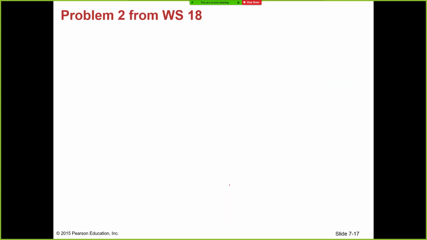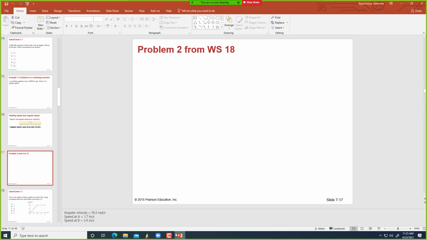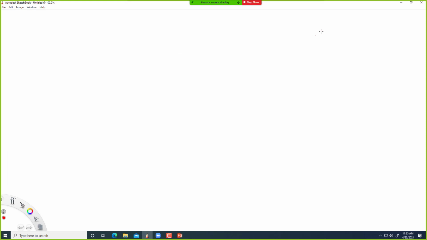Okay, so let's look at the worksheet problem 2 from worksheet 18. On number 2, it says there is a solid disk rotating, just like the one we used in lab last time, and it's rotating at 900 RPM in the beginning.